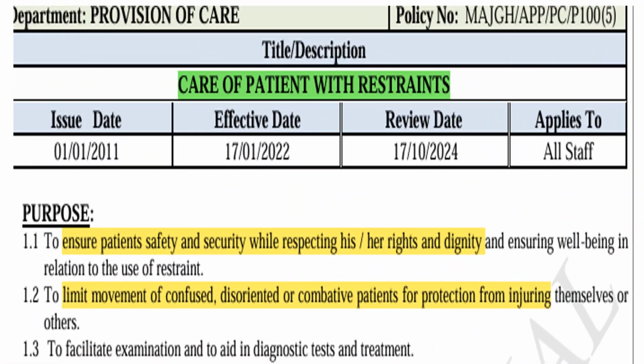Okay, now let's move on to our policy on care of patients with restraints. The purpose of this policy is to ensure patient safety and security while respecting his or her rights and dignity and ensuring the well-being in relation to the use of restraint, and to limit the movement of confused, disoriented, and combative patients for protection from injuring themselves or others, and to facilitate examination and to aid in diagnostic tests and treatment.